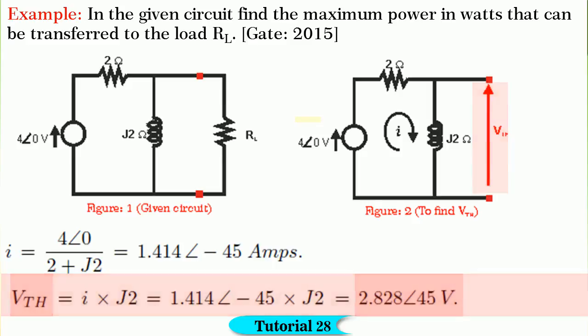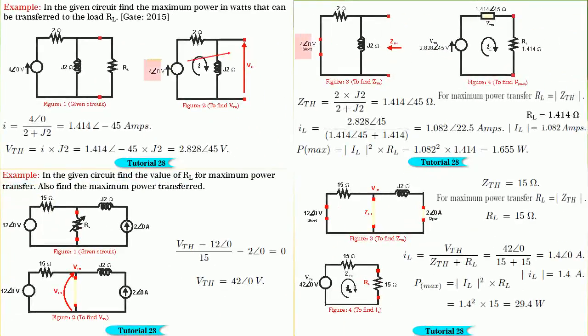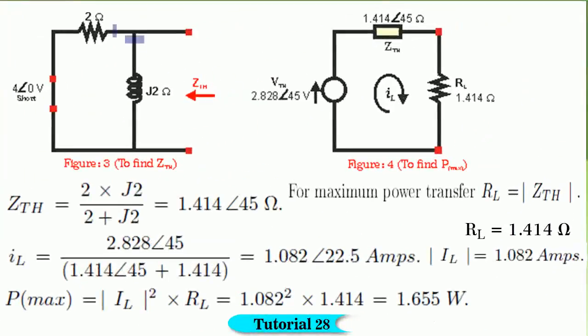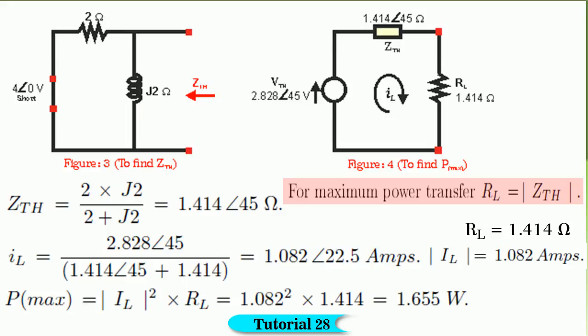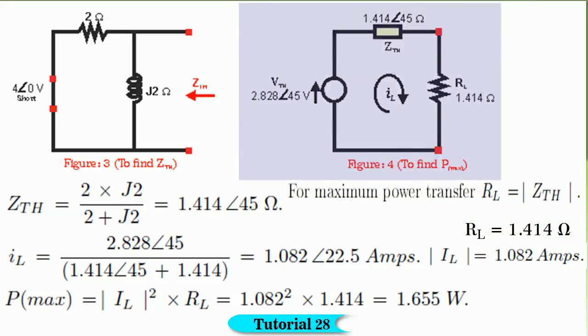2.828 angle 45 volts. To find Z Thevenin, let us short the voltage source to make it 0 as shown in figure 3. From the figure we find that 2 ohm and j2 are in parallel, hence Z Thevenin is equal to 2 into j2 divided by (2 + j2), that is equal to 1.414 angle 45 ohm. For maximum power transfer, RL should be equal to mod of Z Thevenin. Hence, RL is equal to 1.414 ohm. Using V Thevenin and Z Thevenin, the Thevenin's equivalent circuit across the load branch is shown in figure 4.